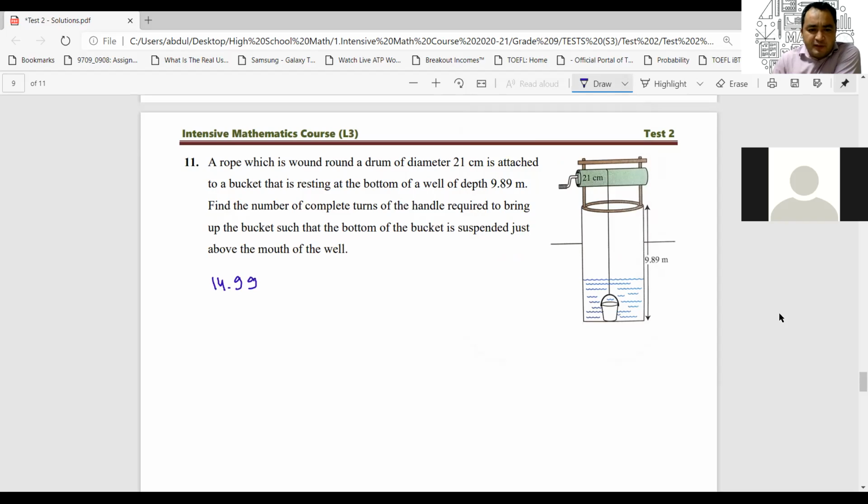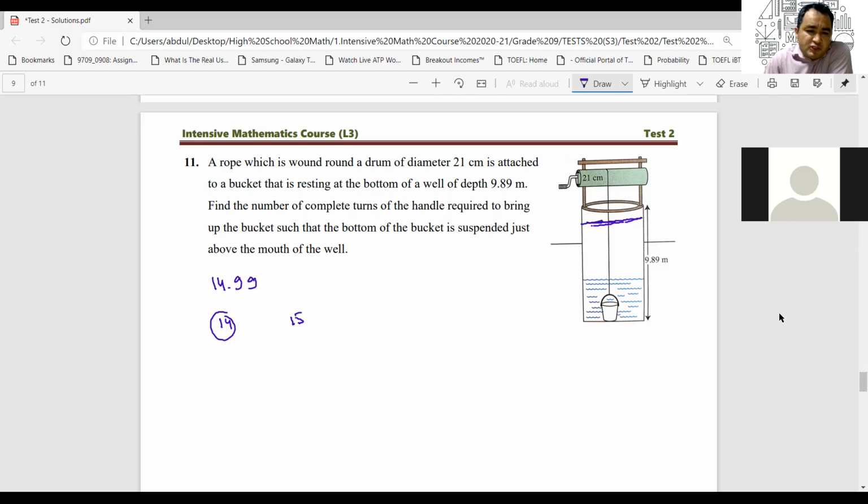14.99. All right. But you are answering this 14. If you just actually turn the handle of this drum 14 times, your bucket will be somewhere here. That means that still it's not outside this well. And actually, why is this problem given here? We are trying to take this bucket out of the well, right? So that means that still it is in the well. So if it is like 15, for example, it's already outside this well. So they can take this bucket out of the well.